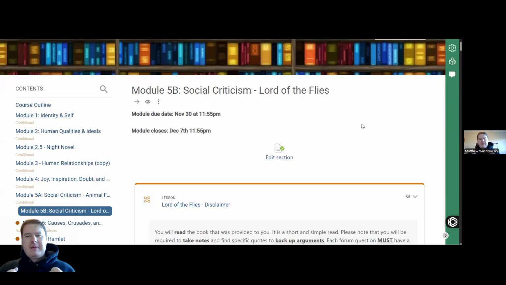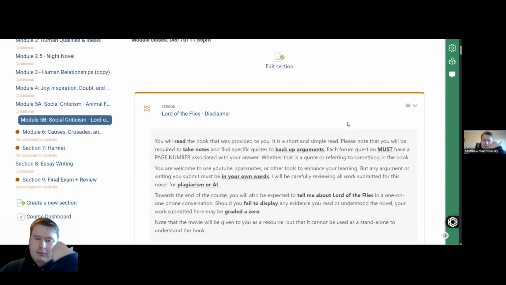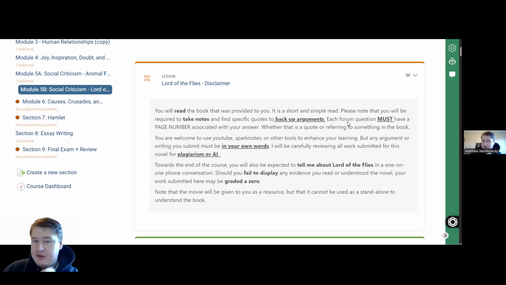If we take a group of people, we throw them on a deserted, abandoned island, are they going to create a structure, or are they going to just become savages and do a free for all? That's literally what this story is. So, you should all have this book. If you don't, please let me know, and I will try to get you one.